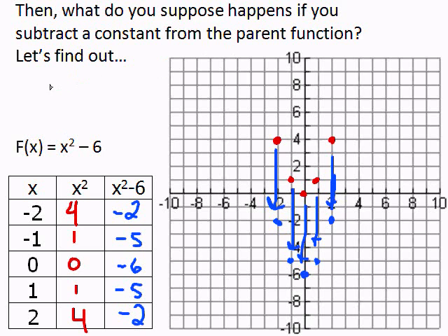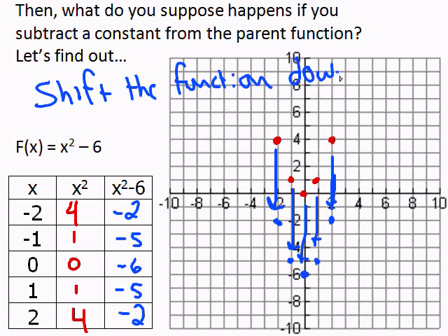So what happens? You shift the function down. By how much? Well, you shift it down this number of units, whatever this one is. So in this case, we shifted it down 6 units since we subtracted 6 from the function.